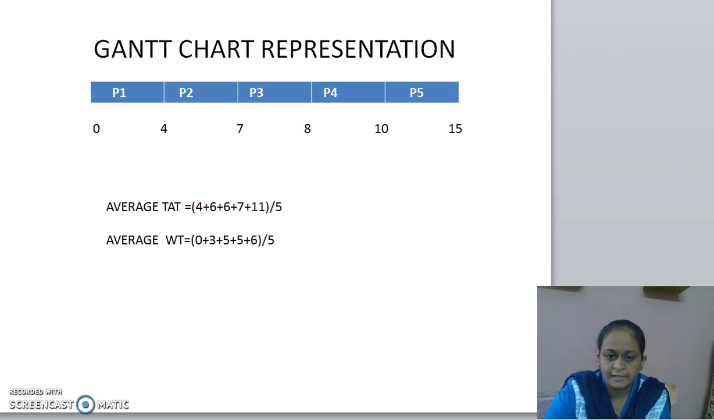In order to calculate the average waiting time, we need to add up the waiting time of each process, divided by the total number of processes existing in the system. And similarly, we can find the average turnaround time, which is nothing but the turnaround time of each process divided by the total number of processes, which will give the average turnaround time.